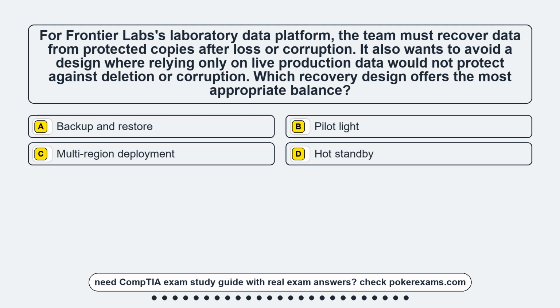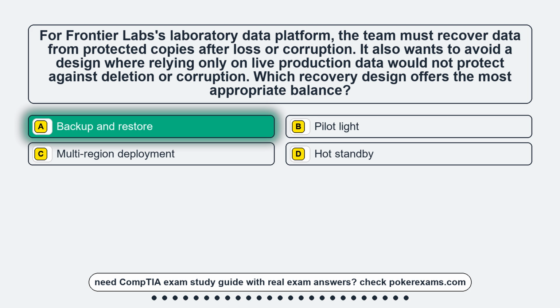Question 6. For Frontier Labs' laboratory data platform, the team must recover data from protected copies after loss or corruption. It also wants to avoid a design where relying only on live production data would not protect against deletion or corruption. Which recovery design offers the most appropriate balance? Option A, backup and restore. Option B, pilot light. Option C, multi-region deployment. Option D, hot standby. The correct answer is option A, backup and restore.